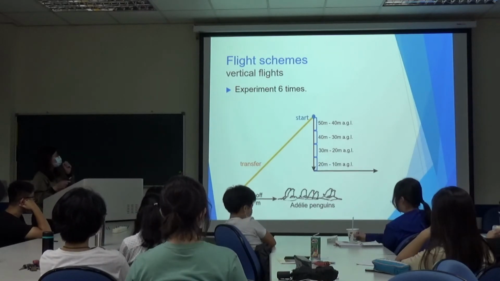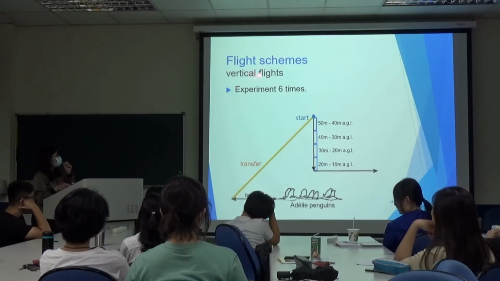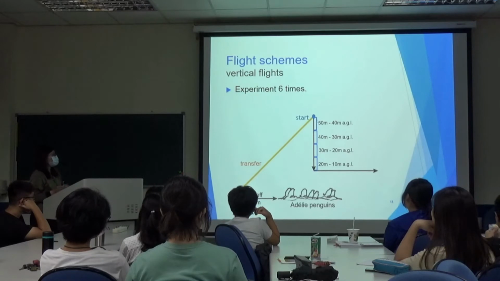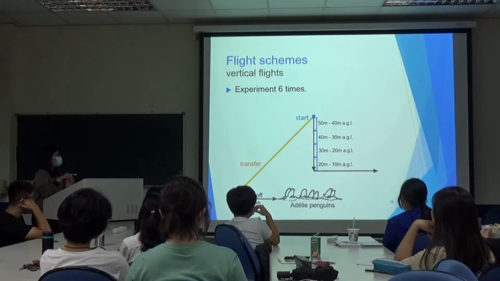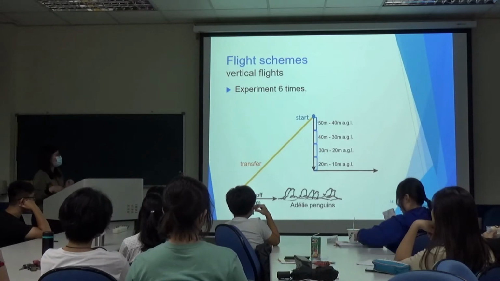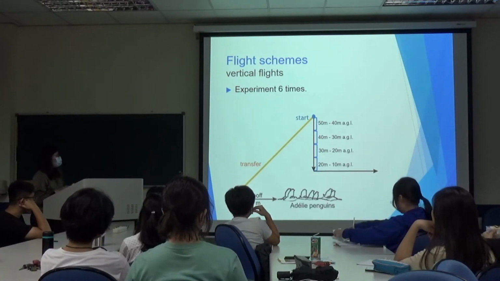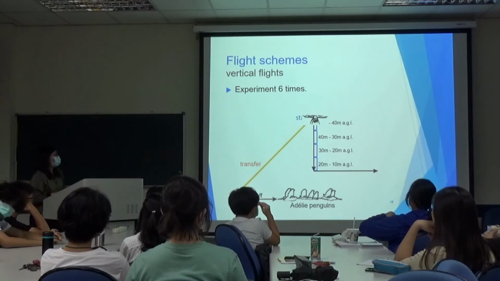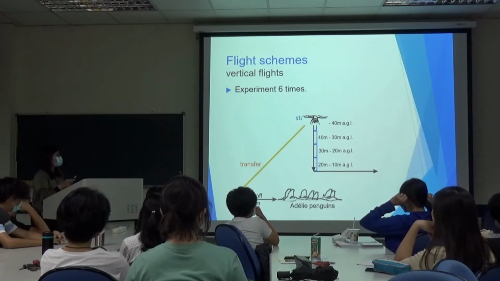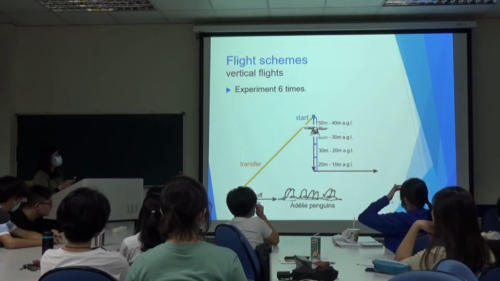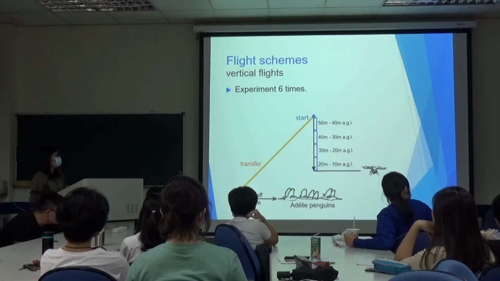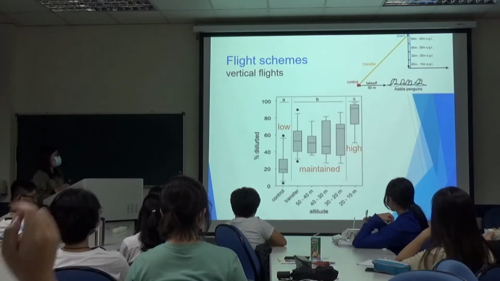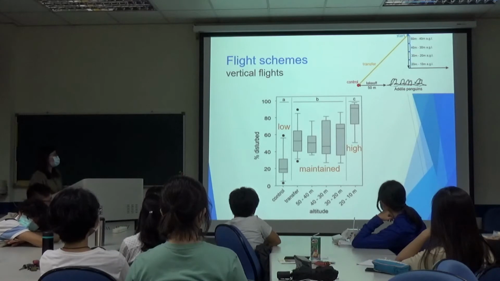Now, I want to show you the third flight scheme, vertical flight. It was experimented 6 times. Before the experiment, the UAV takes off 50 meters away from the penguins. Then the UAV flies through the transfer way to the start point. In the experiment, the UAV flies from 50 meters to 10 meters and flies away. After the experiment, we can get a similar result to horizontal flight.